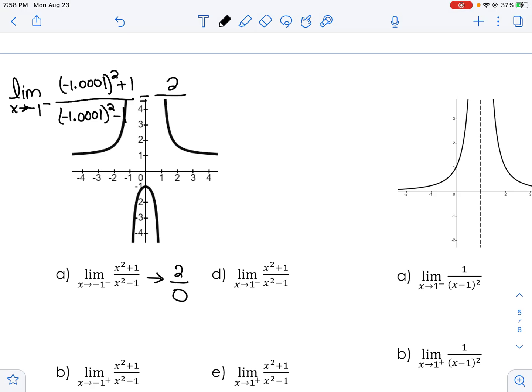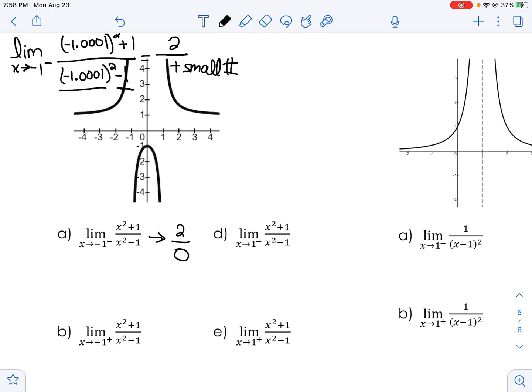But on the bottom, what I need to understand is if I square negative 1.0001, is that number going to be bigger than negative 1 and give me a positive number? Or is it going to be smaller than negative 1 and give me a negative number? Well, when I square it, it's going to end up being bigger than 1. And so when I subtract those two, I'm going to get a positive number, and it's going to be really small. So a positive small number.